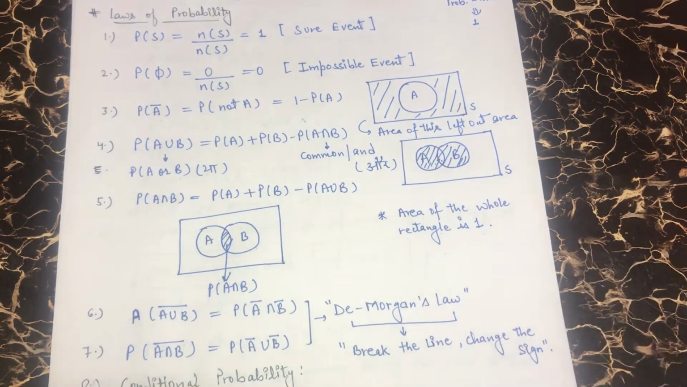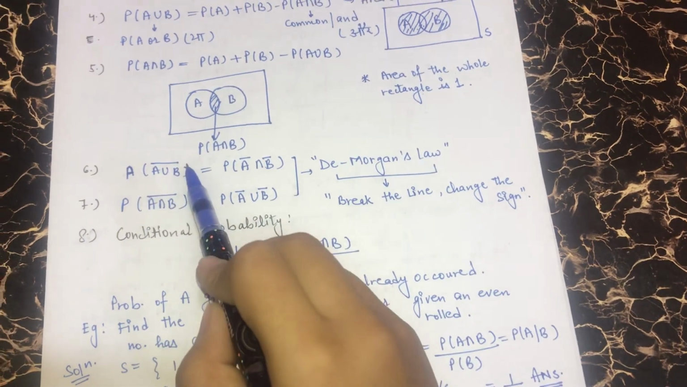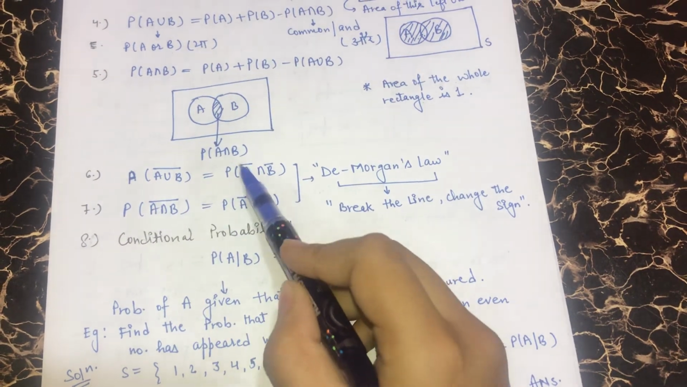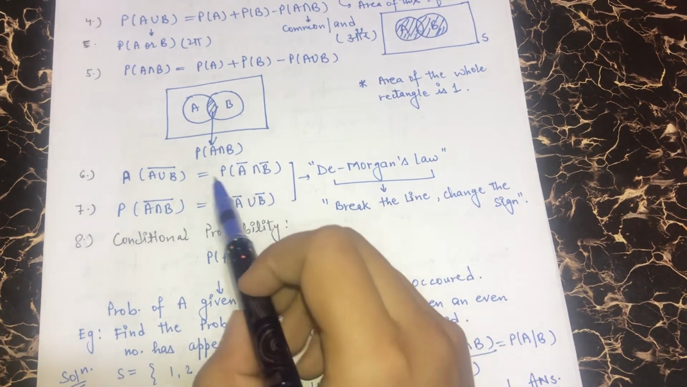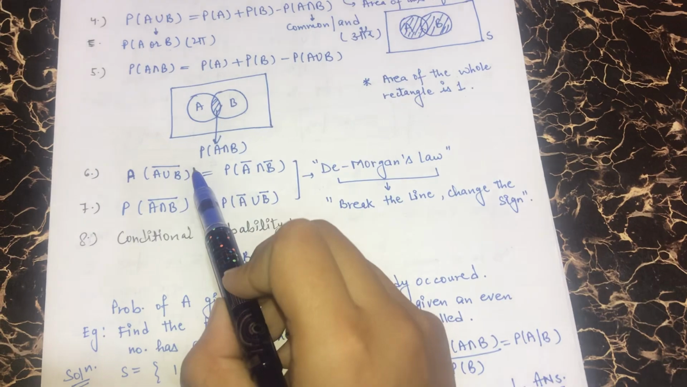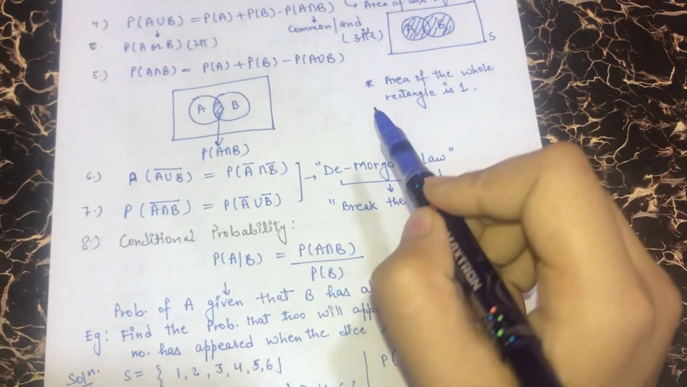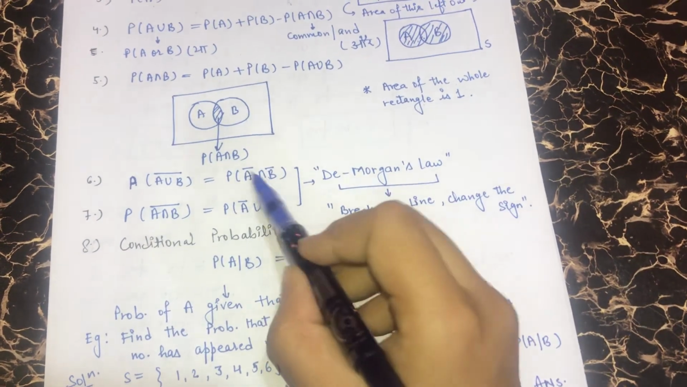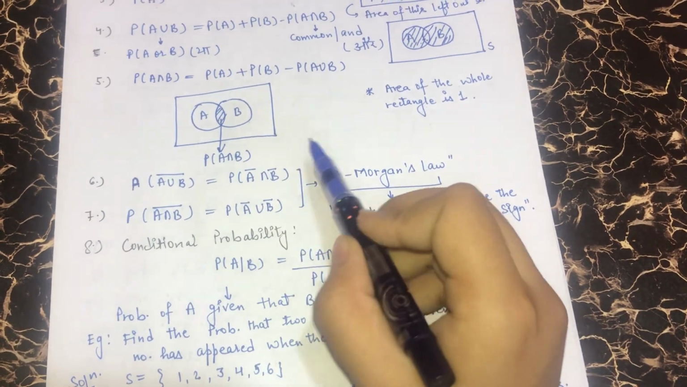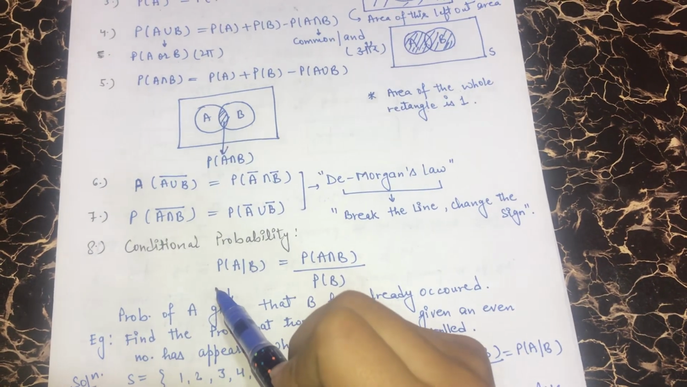Then go ahead. Similarly, probability of (A union B) whole bar is probability of A bar intersection B bar. In this, what you have to do is, whole bar means you have to exclude the union part of both out of the whole probability, which you can get by excluding A, excluding B, and taking the intersection of both, using the normal probability formula.